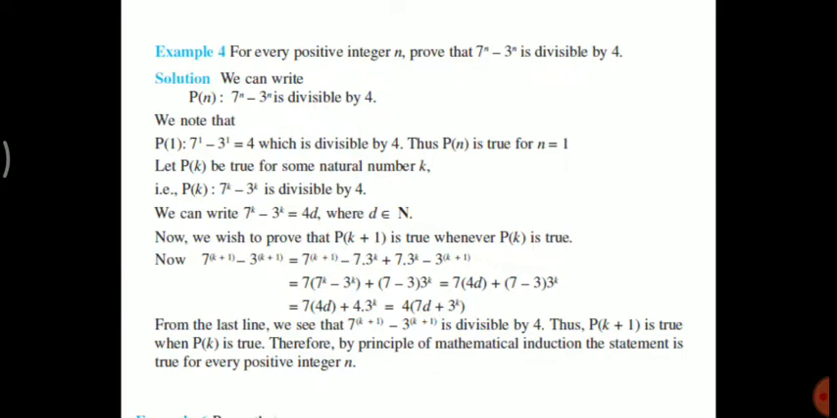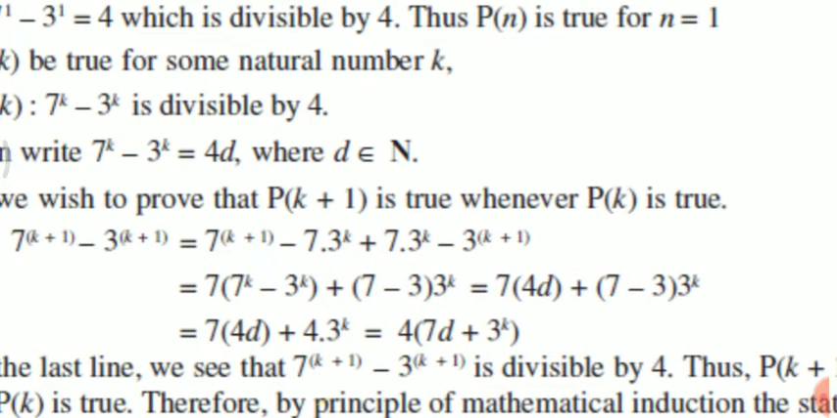This is for every integer n, prove that 7 raised to the power n minus 3 raised to the power n is divisible by 4. First of all we put n is equal to 1, so P(1) left hand side gives 4, which is divisible by 4. Then we assume that it is true for n is equal to k, that is 7 raised to the power k minus 3 raised to the power k is divisible by 4, so we can put it as 4d. Now for k plus 1 we solve it. Now this is the step, please look at it carefully.